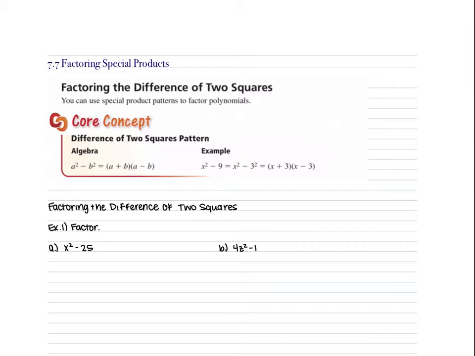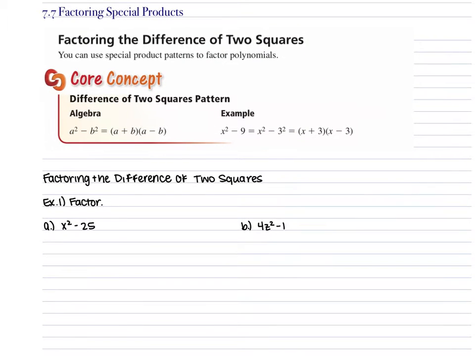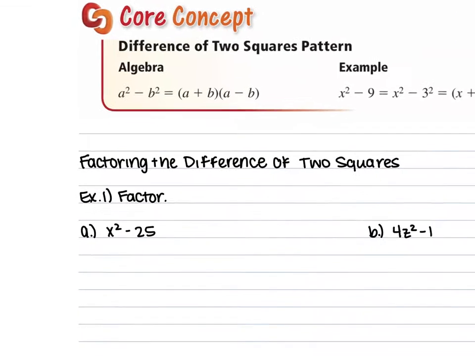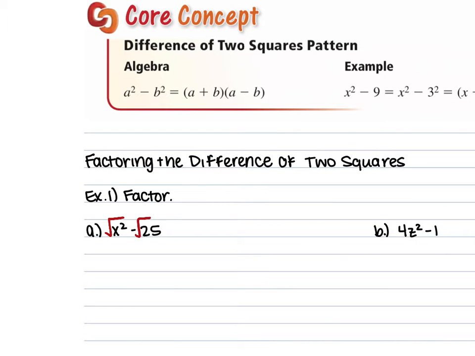All right, so 7.7 goes over factoring special products. With these, the first thing that we're going to be doing is the difference of squares. So if we look at example 1, we are given x squared minus 25. When we're looking at the difference of squares, we can take the square root of the first term, we can take the square root of the second term, and there is a subtraction sign between the two terms.